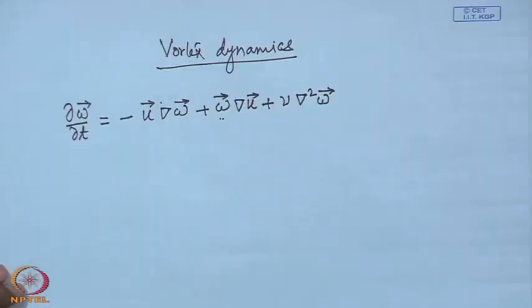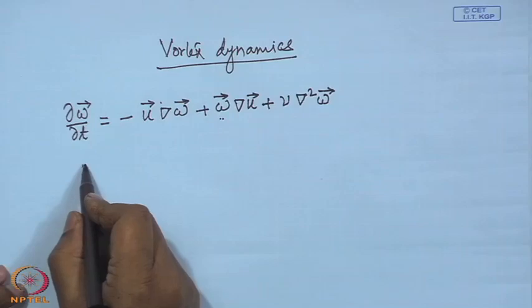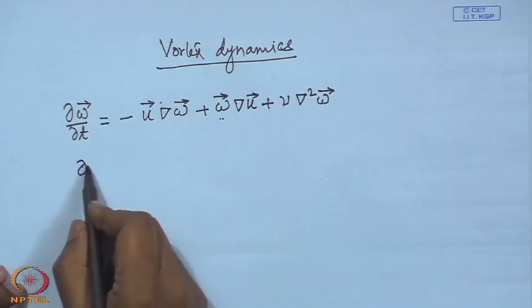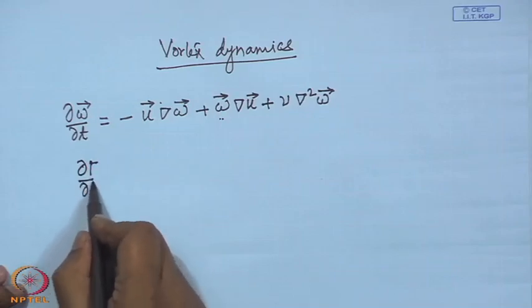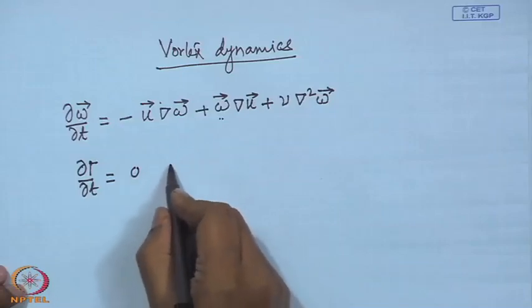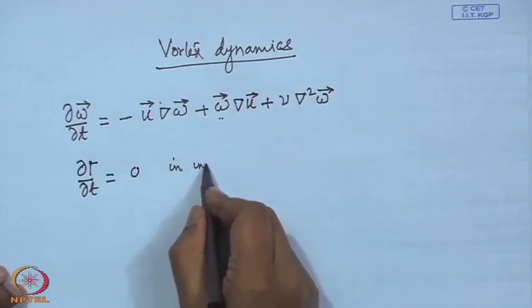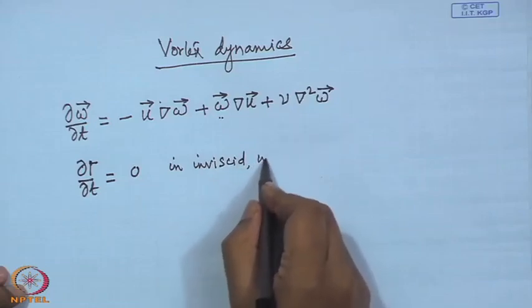Same thing about circulation. If you remember, we derived that the rate of change of circulation is equal to 0 in an inviscid incompressible irrotational flow.